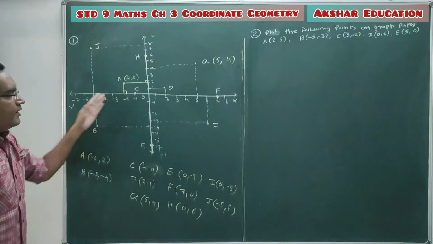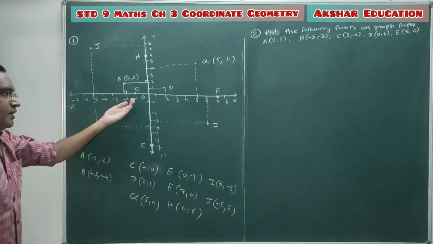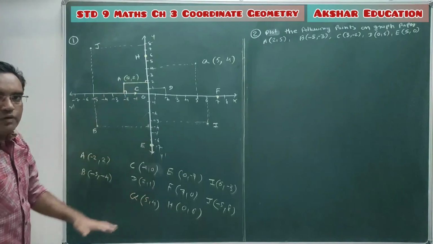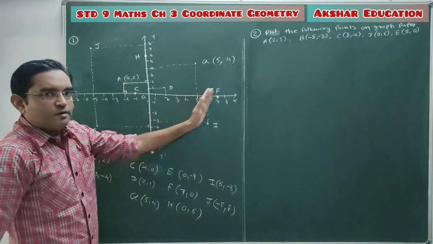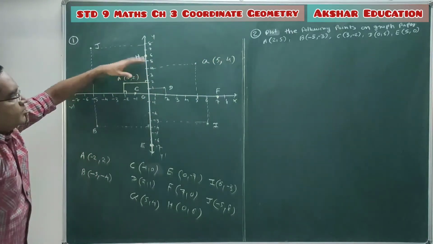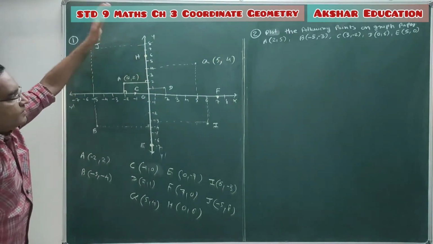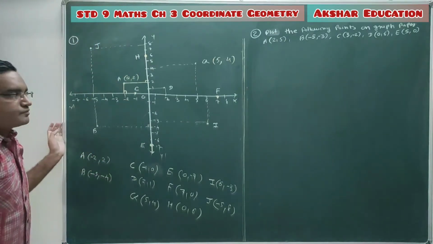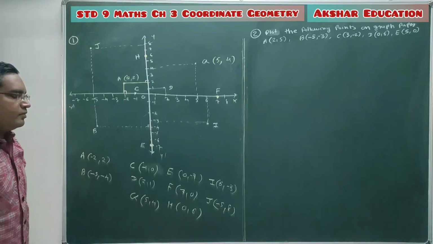Clear? Negative direction on x axis represents the left direction, and negative direction on the y axis represents the downward direction. Positive direction on the x axis represents the right direction, and positive direction on the y axis represents the upward direction. Clear? So this is how you can find the coordinates of the point.